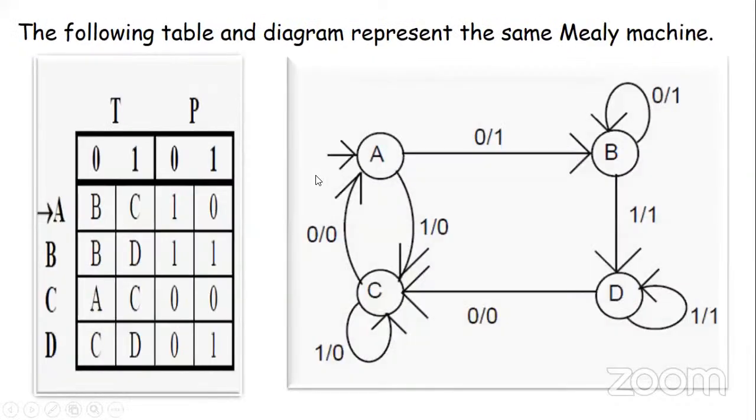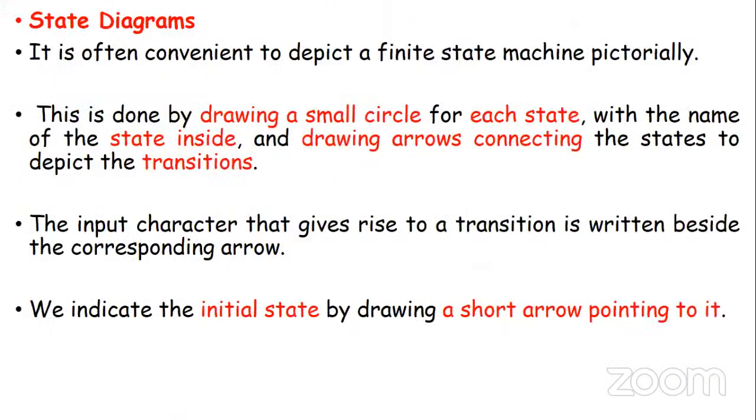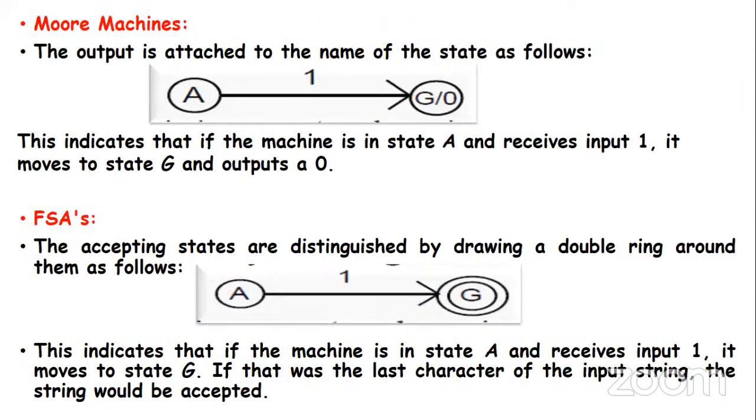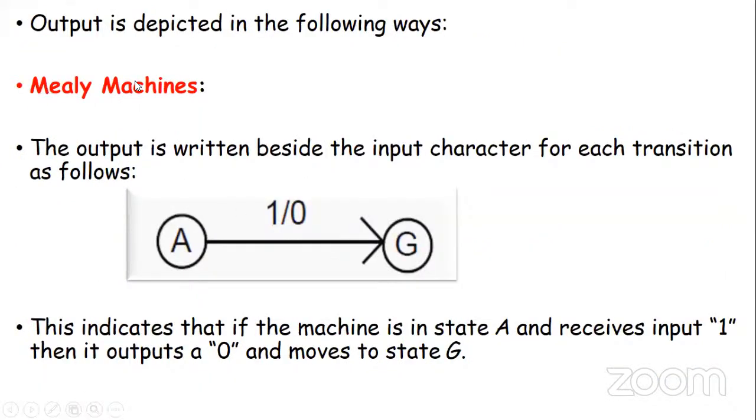Okay, so let's look at it. Now you see this is a Mealy machine. So this is an example of the movement of a Mealy machine. This is a state A, right? This is the input. This is the output. So the output is written beside the character for each transition as follows, right?